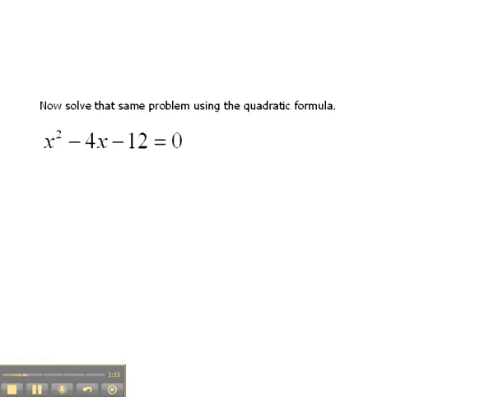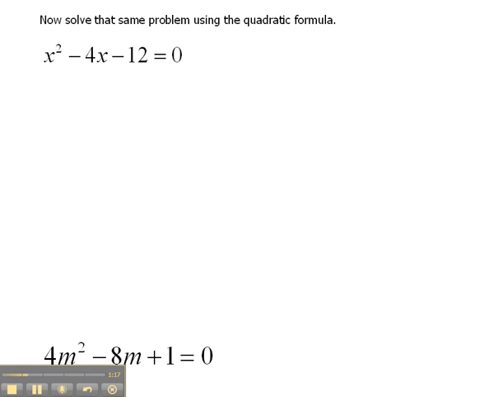Let's try that problem again, but this time we're going to use the quadratic formula instead of factoring. Because remember, the quadratic formula will always work no matter what. So we're going to use it on something more simple before we work our way up into more complicated things.